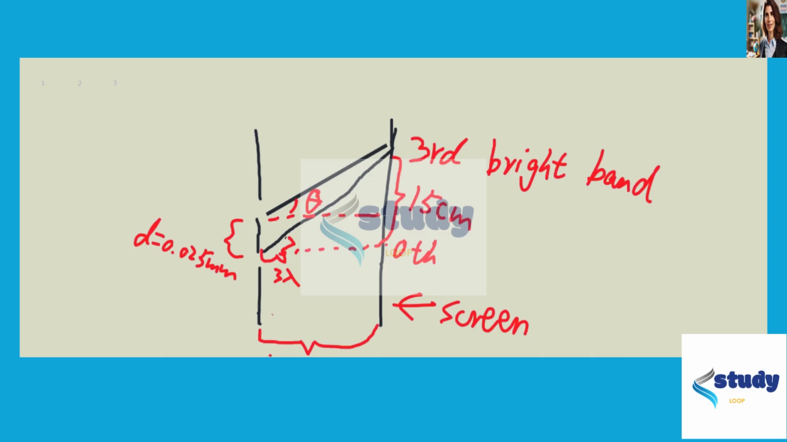Okay, let's take a look at the question. The question is asking us first to draw a ray diagram to represent the situation. Also show the path difference. So this is the diagram I drew.